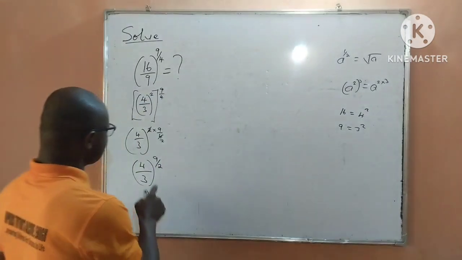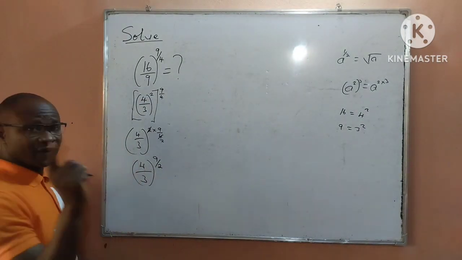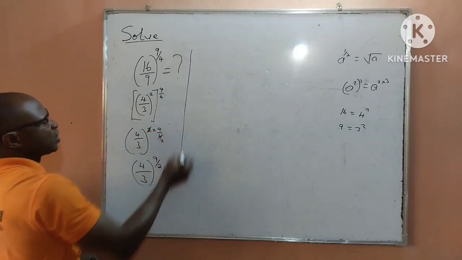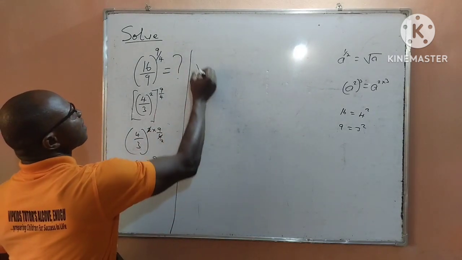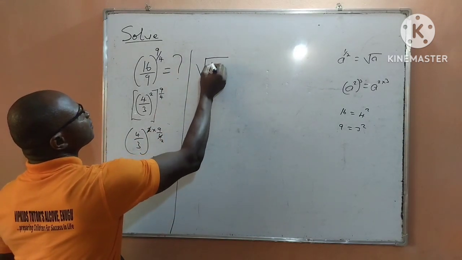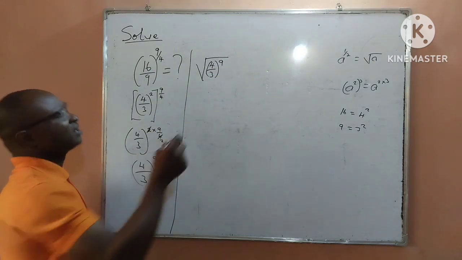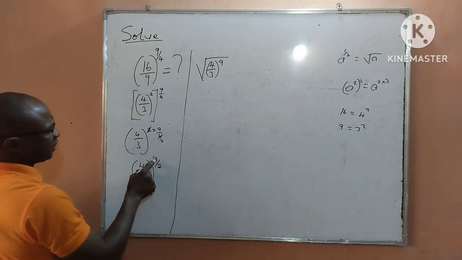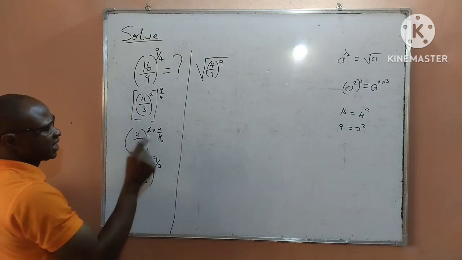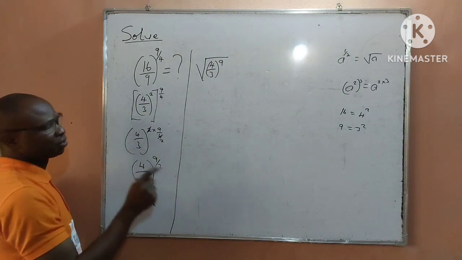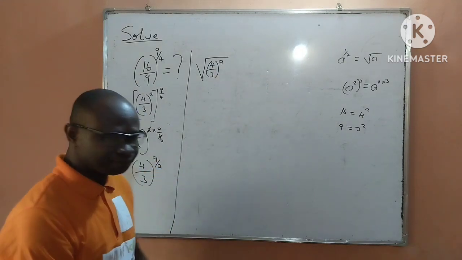What it means is that I am going to express it in form of square root. And that is going to give me the square root of 4 all over 3, then raised to power 9. The square root is coming as a result of dividing the exponent, the 9 by 2. So this is what I have.